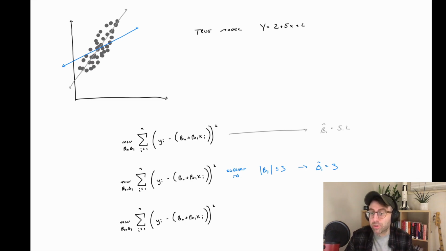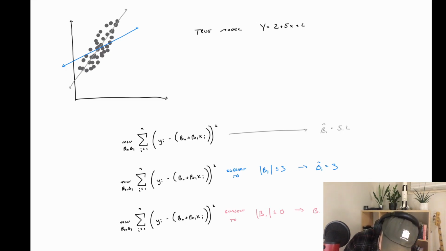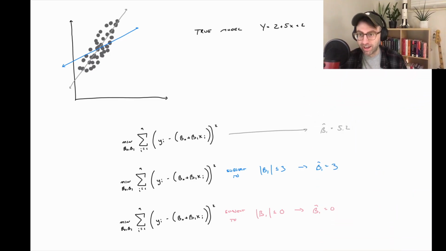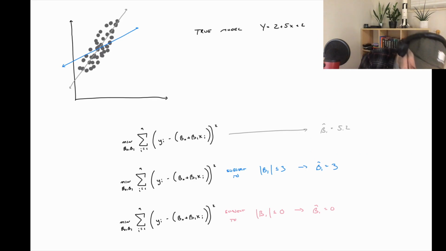Or we could take this to an extreme. You always got to go to the extreme. So what if we did the same thing, but we made our constraint as ridiculous as possible and said, okay, beta 1 must be less than or equal to 0 in magnitude? Well, I'm pretty sure there's only one option for the result of that minimization, and that would be that beta 1 hat is 0. So, eyeballing it, that would be something like this.